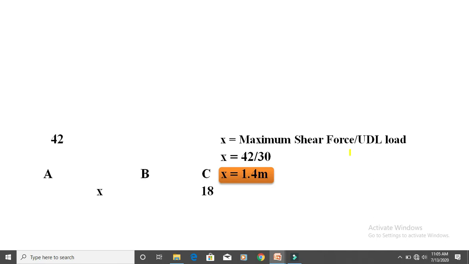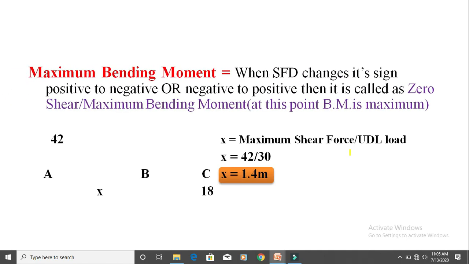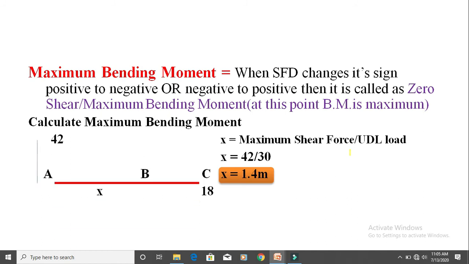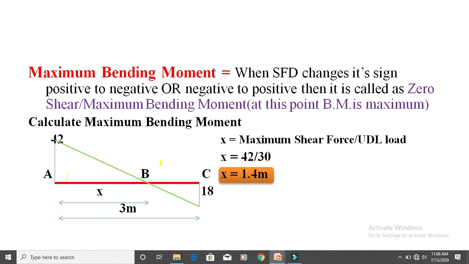So first we calculate the value of x. Maximum bending moment occurs when the shear force diagram changes its sign, positive to negative or negative to positive. At this point the bending moment is maximum. Now we draw the same figure, A, B, C. You should draw the same figure here again.